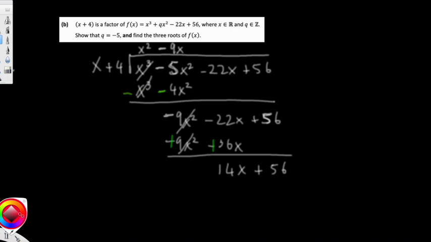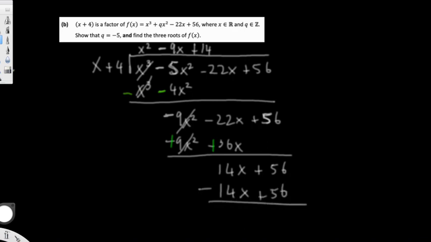Okay, last step. Just notice the way it goes in a step of stairs like this. Last step, a number here that multiplies by the x to give me a 14x. Well, that has to be 14. So plus 14, and then the 14 multiplies by 4 to give me a 56, and then when we change the signs, we see everything cancels, which is what we expect because x plus 4 is a factor, so it goes in evenly.